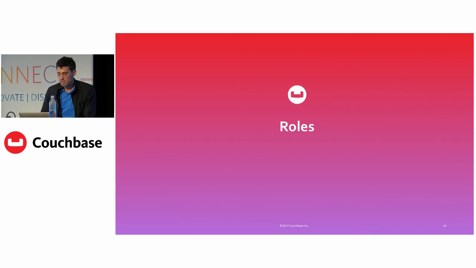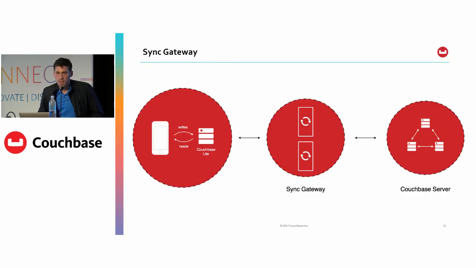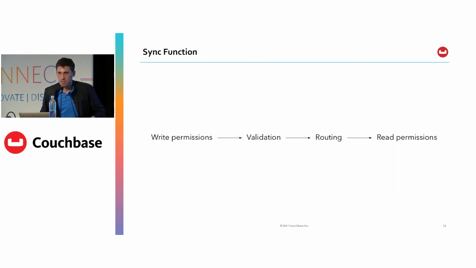Okay, I'll just recap a few things. Maybe I should have shown this slide at the beginning in case you were super new to Couchbase Mobile. Essentially, your Couchbase Lite database holds all of your data. Sync Gateway acts as the middle tier server, with the security implemented in the sync function, and the storage is all on Couchbase Server. In your sync function, you write your write permissions, your validation, your routing, and your read permissions, and that affects your data model.